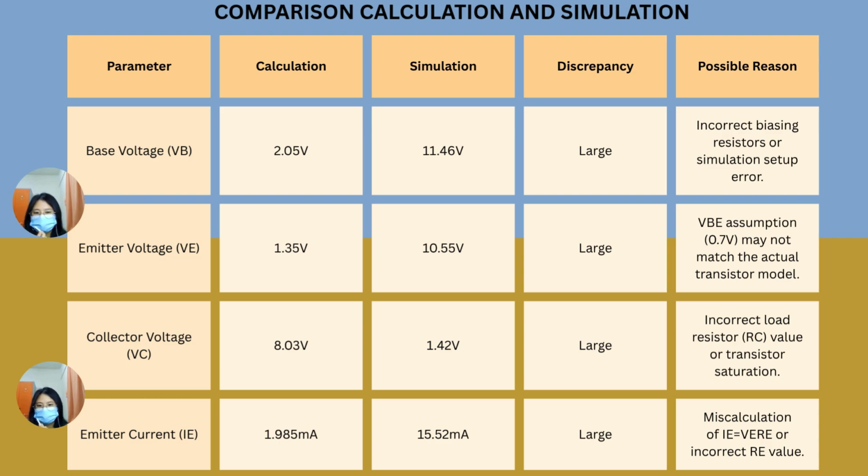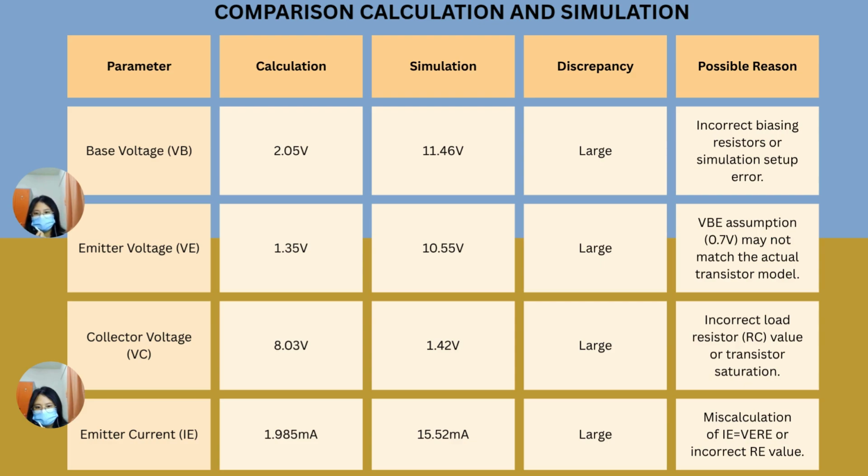Through this table, we can clearly see the comparison between the calculation and simulation. First, the base voltage: we got 2.05 voltage for calculation, but the simulation is 11.46 voltage. The discrepancy is very large, and the possible reason is incorrect biasing resistors or simulation setup error.